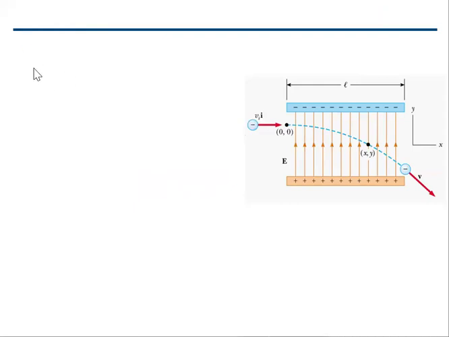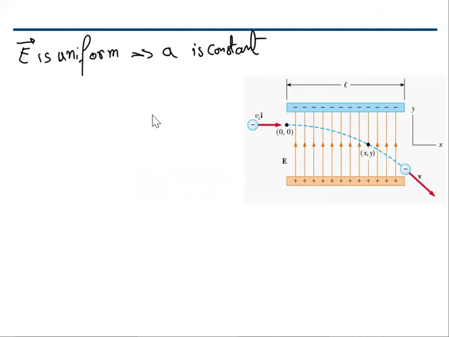As you see here, the electric field E is uniform, because we have parallel plates. So that means the acceleration is constant. Okay, that means we can use the kinematic equations. Good.